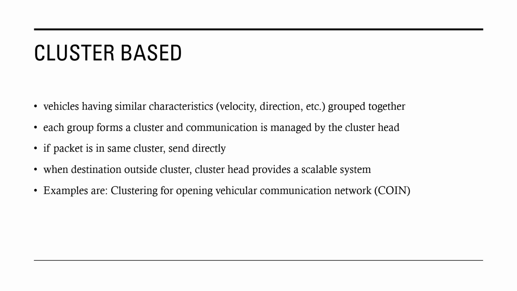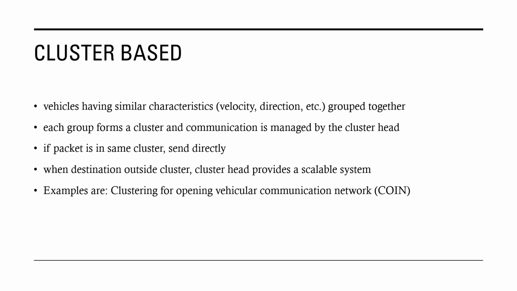The next category is cluster based. Vehicles having similar characteristics, for example, cars having a similar velocity, going in the same direction, or grouped together. In those scenarios, the cluster based protocol is used, and each group of vehicles forms a cluster, and communication is managed by the cluster head of that cluster. If the source and the destination are both in the same cluster, then the packet can be directly sent. That means the source can directly send the data packet to the destination.